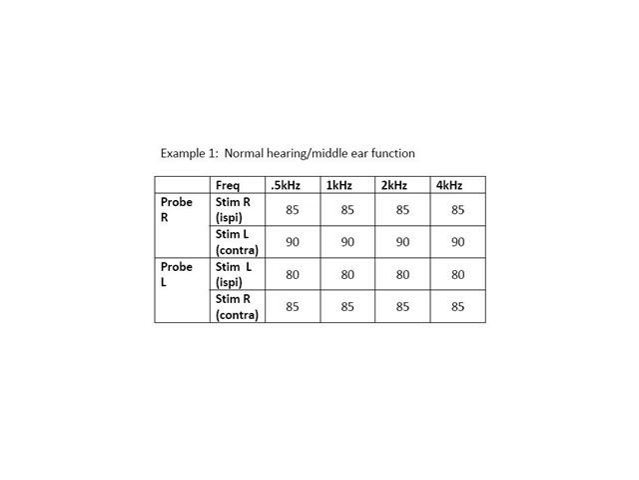We shall now look at various patterns. If the probe tone is in the right ear and the stimulus is in the right, we find that the acoustic reflex threshold is about 85 decibels across all frequencies. And in the contralateral ear, because we said it requires 5 decibels more to stimulate, we find that the acoustic reflex threshold is 90 dB.